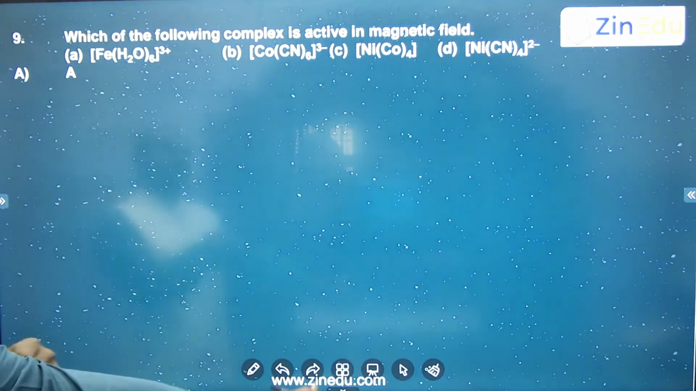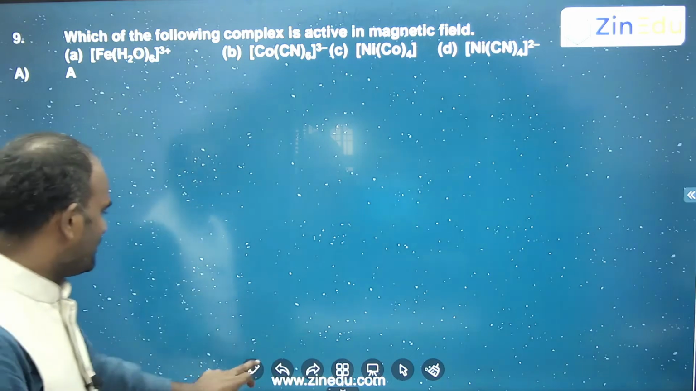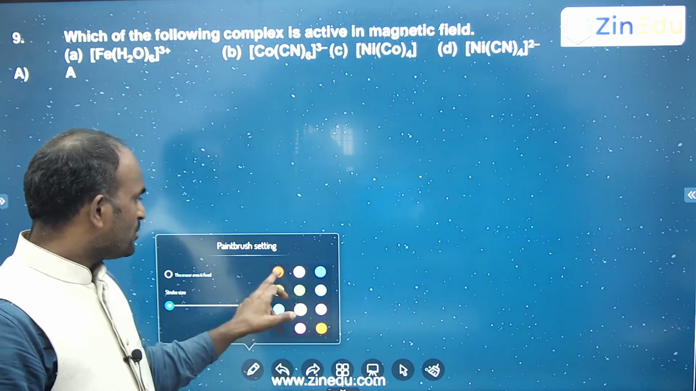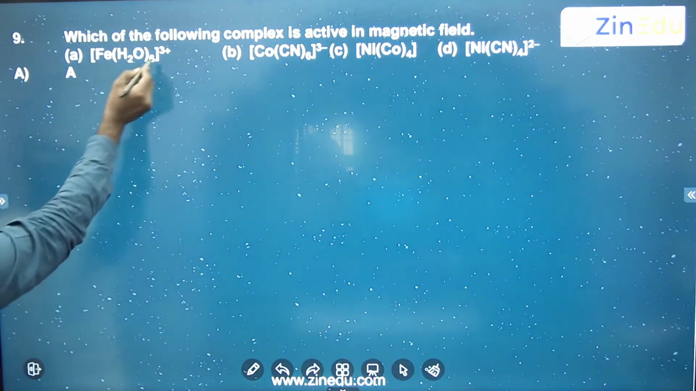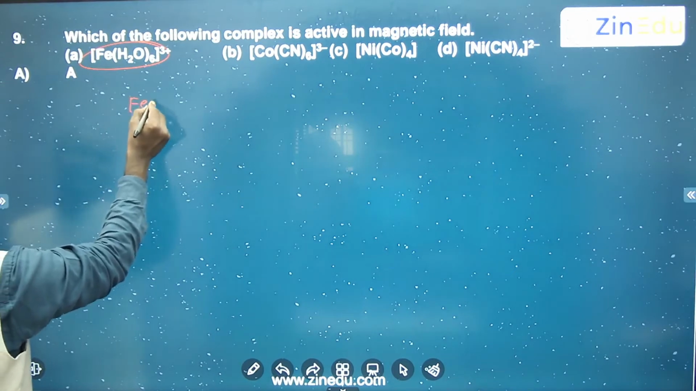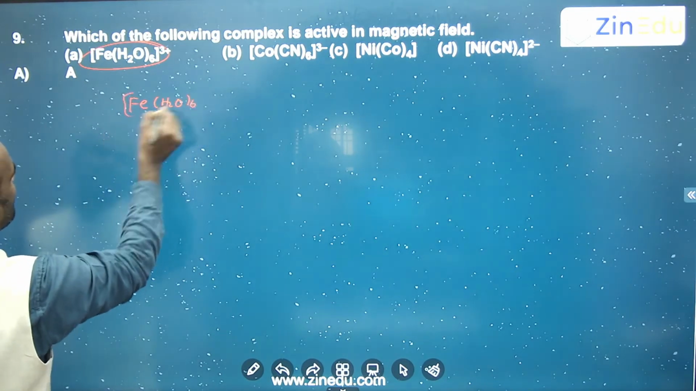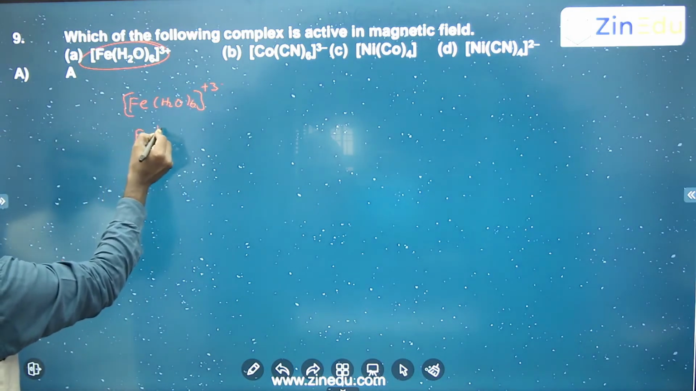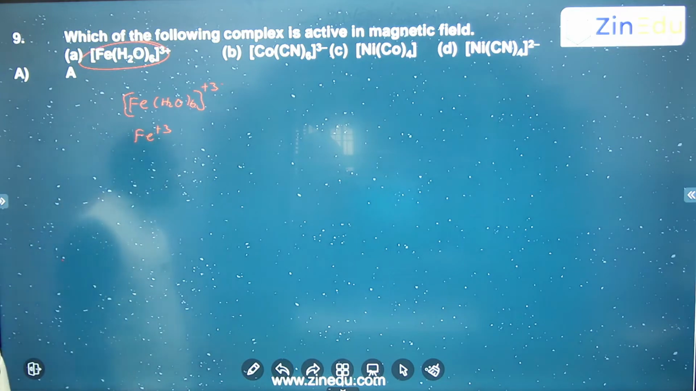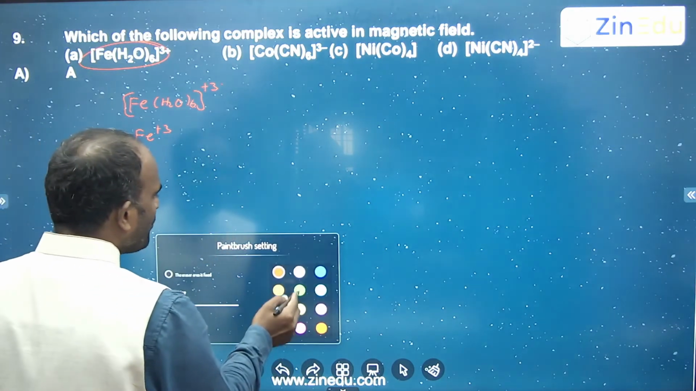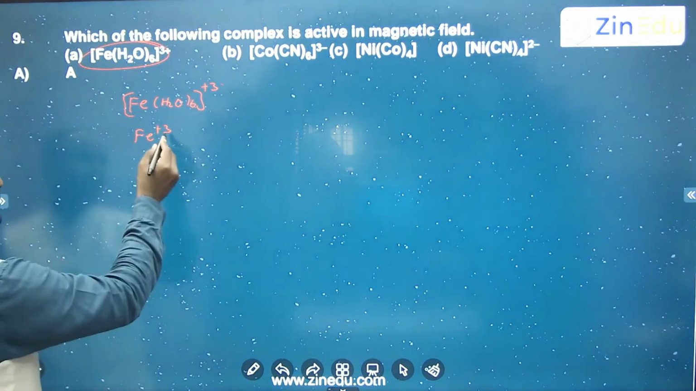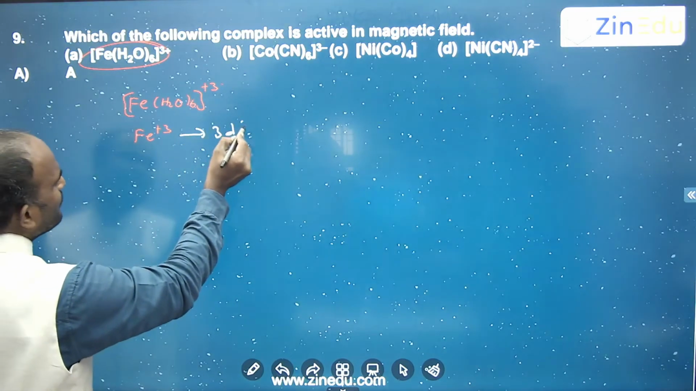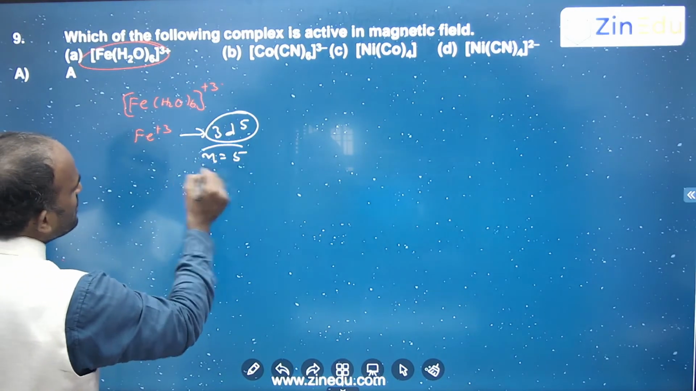Which of the following complexes is active in a magnetic field? So, which one is active in a magnetic field? Consider iron here, Fe(H2O)6 plus 3. Now we have the Fe plus 3 oxidation state. Fe is actually 4s2 3d6, and Fe plus 3 becomes 3d5. So the number of unpaired electrons is equal to 5.